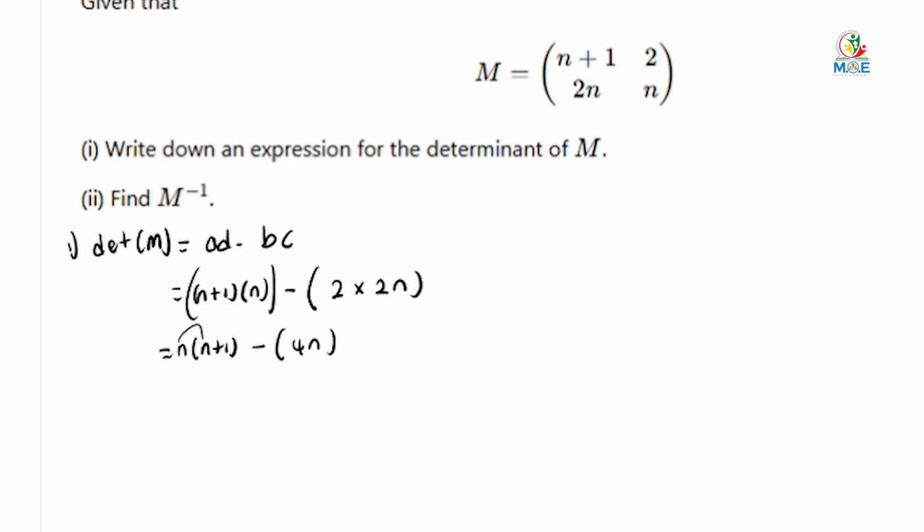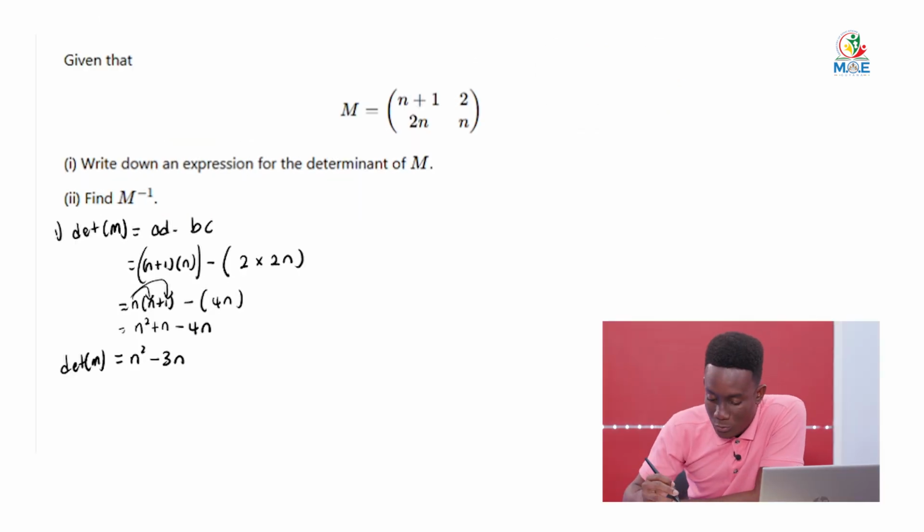We distribute this n throughout here, so n times n would be n squared. N times 1 would be plus n. And this would be minus 4n. Hence this will give us n squared, and n minus 4n would be minus 3n. So the determinant of M would be n squared minus 3n, and that would be the expression for the determinant of M.